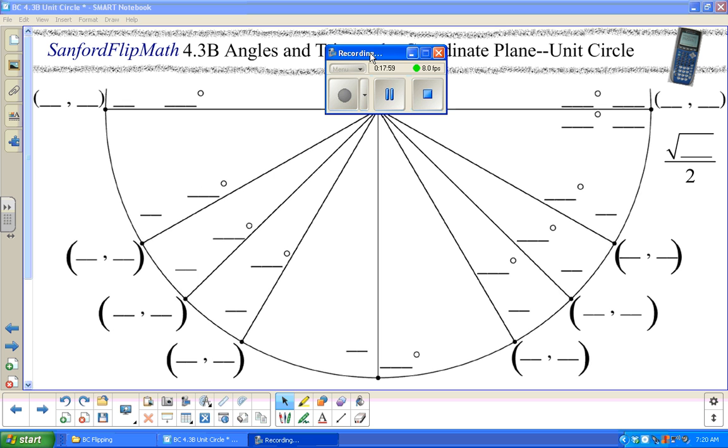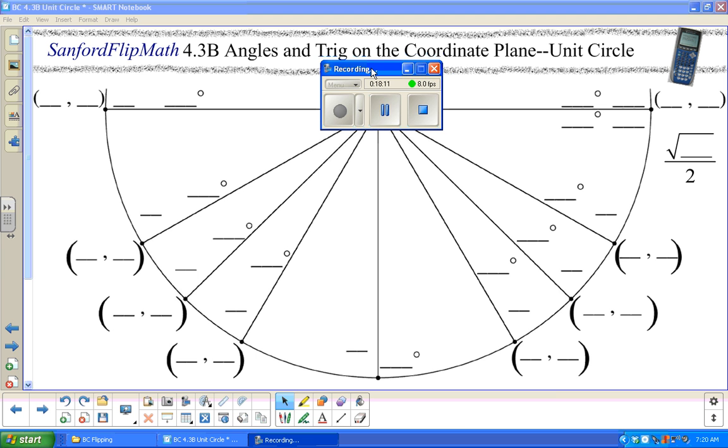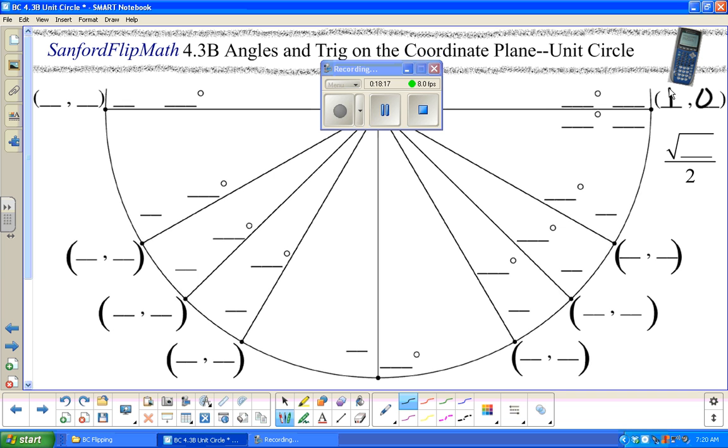I need you to be able to do any of these exact for the rest of your life without thinking. Okay? Sorry, I keep moving this thing because it's in the way. All right, so let me put the quadrantal angles on. So this is 1, 0. This is negative 1, 0.